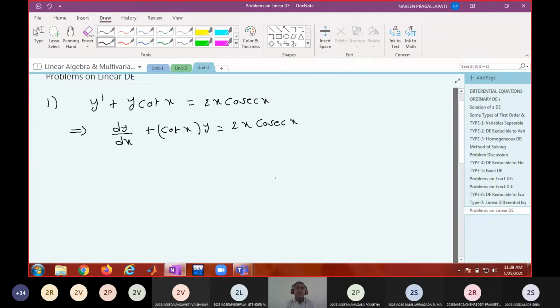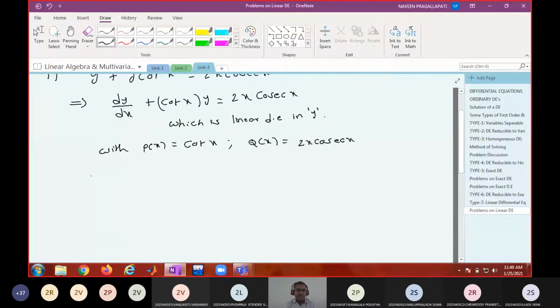So it is in the form dy/dx plus P(x) into y equal to Q(x), which is the linear differential equation in y. With P(x) equal to, what is P(x) here? The coefficient of y. It is cot x. And Q(x) is purely a function of x, which is the right hand side term, that is 2x cosecant x.